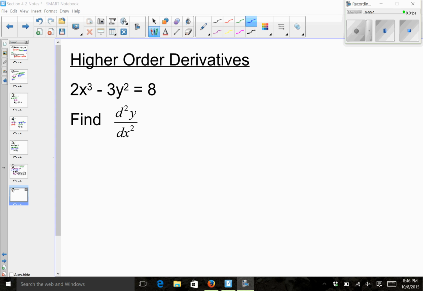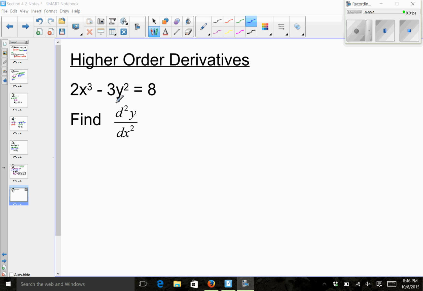The last thing we want to talk about with this implicit differentiation section is higher order derivatives. So here we have 2x cubed minus 3y squared equals 8, and we want to find the second derivative with respect to x. And again, I care what it's with respect to. So that means if I have a variable that's not x, I need the chain rule on it. So to find the second derivative, I first need the first derivative.